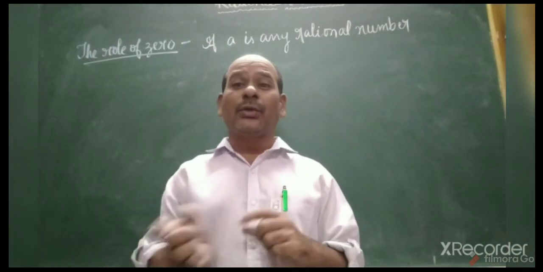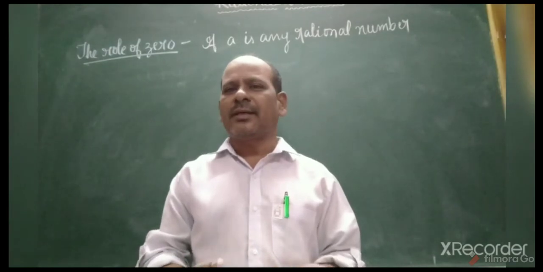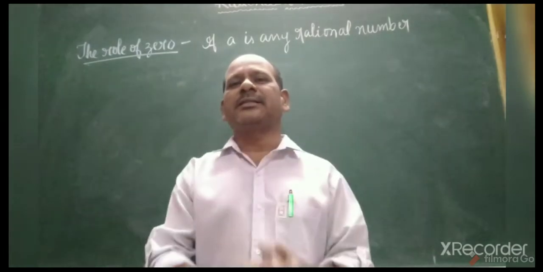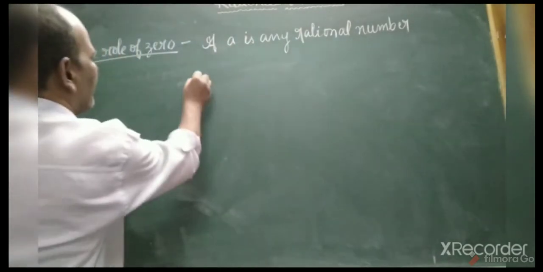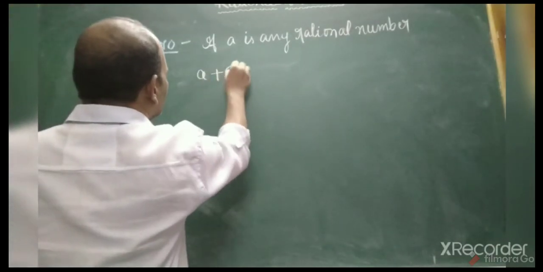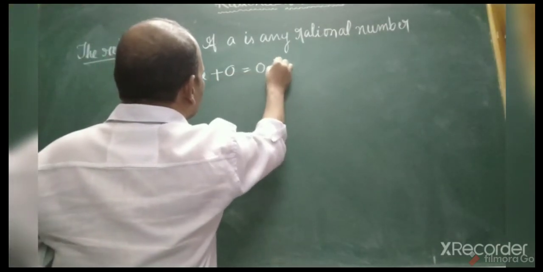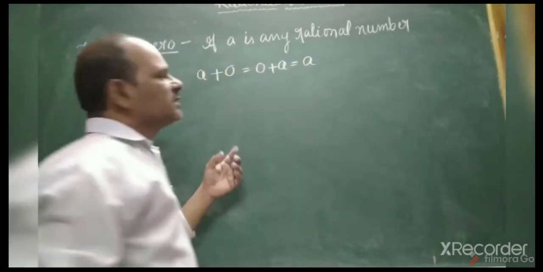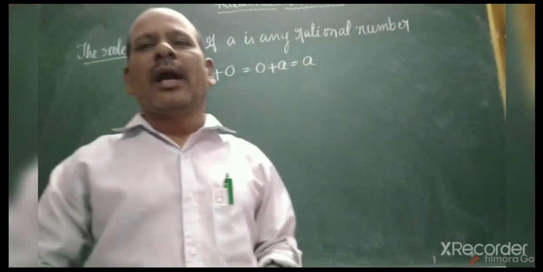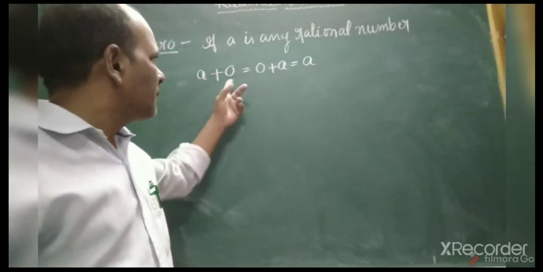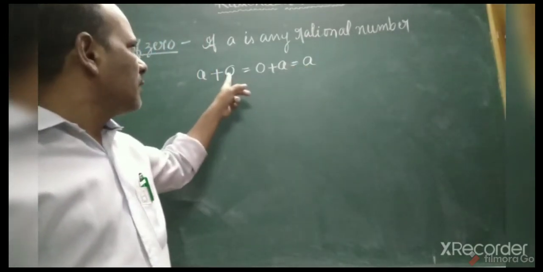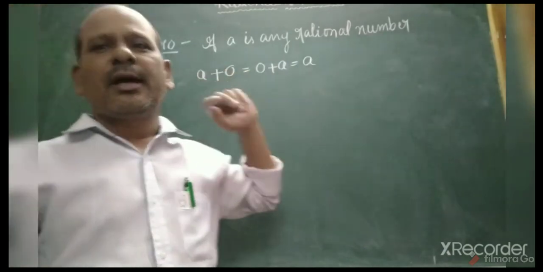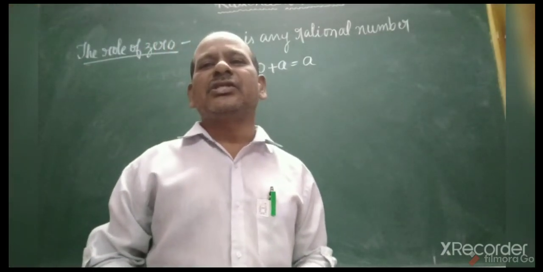If you add 0 to A, what is the answer? A. Again, A is coming as the answer. If you add A to 0 or 0 to A, the answer is A only. This is called additive identity. Additive identity means the same number is coming again. So we can call 0 the additive identity in the rational numbers.